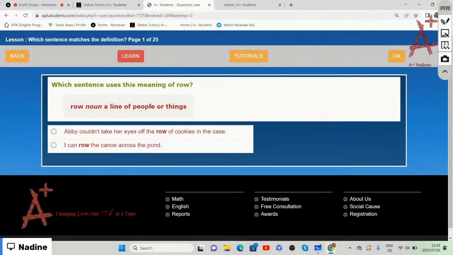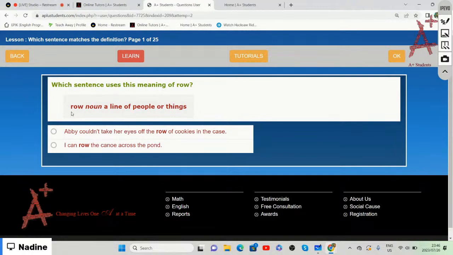All right, so which sentence uses the meaning of row? We need to choose the correct sentence that matches the definition. Row is a noun, a line of people or things. We need to choose one of the two sentences. The first one says, Abby couldn't take her eyes off the row of cookies in the case. And the second one says, I can row the canoe across the pond.